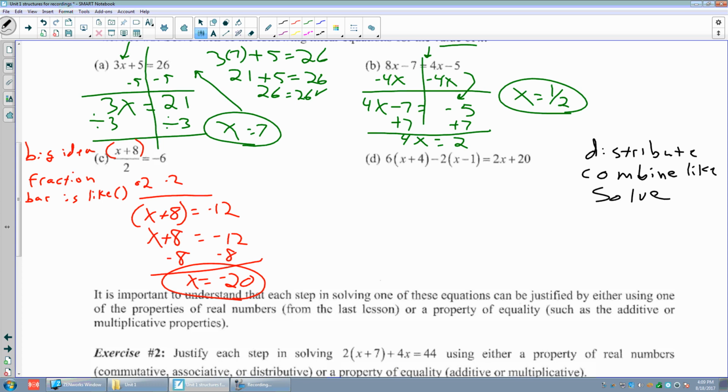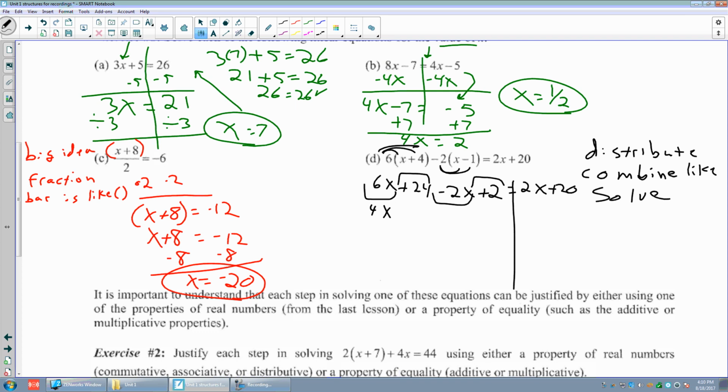So we distribute. 6 times x is 6x. Not done. 6 times 4 is 24. Not done. Oh, no, not with the 6. Shame on you. Negative 2 times x is negative 2x. Negative 2 times negative 1 is plus 2 equals 2x plus 20. Draw the big line. Combine like terms. 6x minus 2x is positive 4x. 24 plus 2 is positive 26. That equals 2x plus 20.